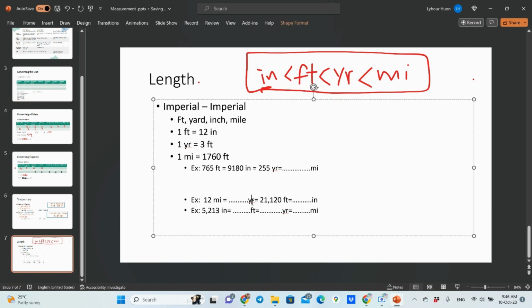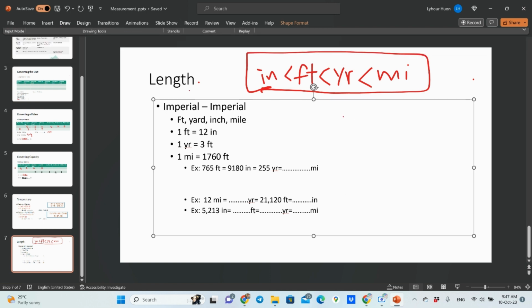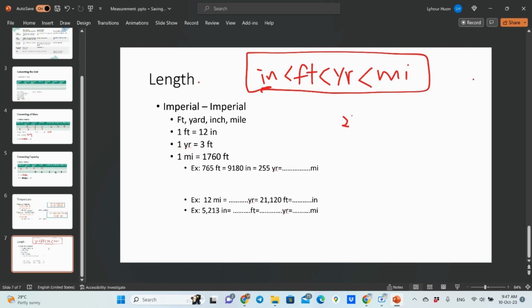Feet to yard. Feet is smaller, yard is bigger. So feet to yard, we divide, correct. We divide. Is it 7,040 yards? 700 or 7,000? 7,040 yards.